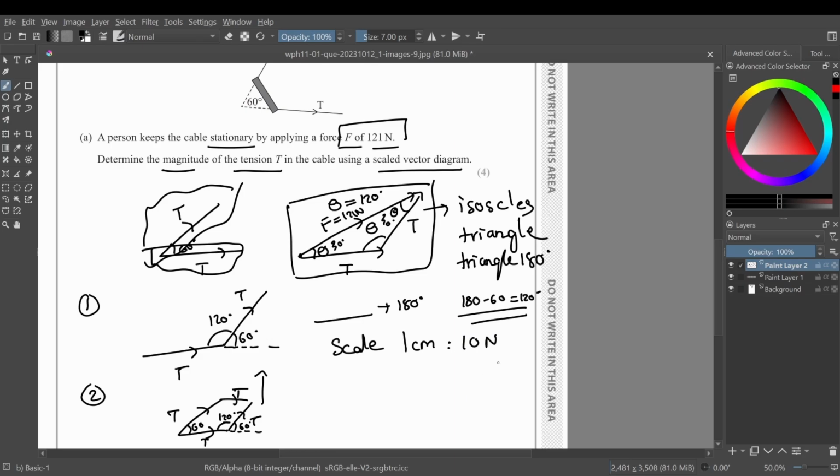So basically your 121 newtons will be how much in centimeters? If you divide 121 by 10, it will be 12.1 centimeters, right? Okay, so now if you draw the line, basically the scale vector diagram, remember this is your horizontal line. Just use your D and check where the 30 degree comes, and then you will extend the line, which is your F line, till 12.1 centimeters, right?